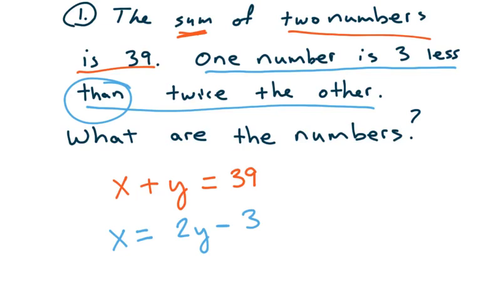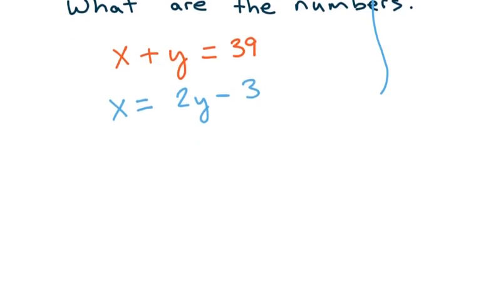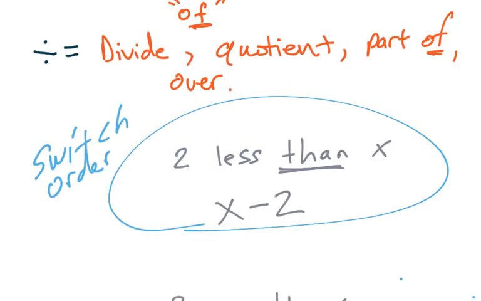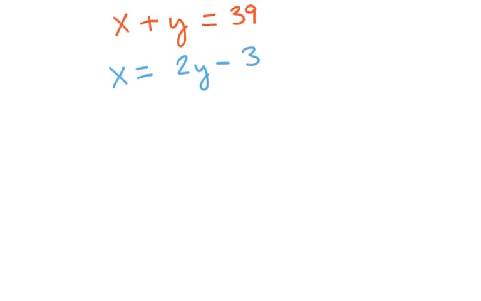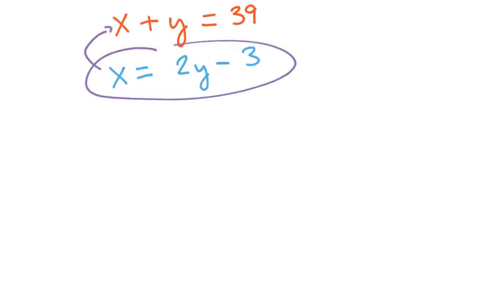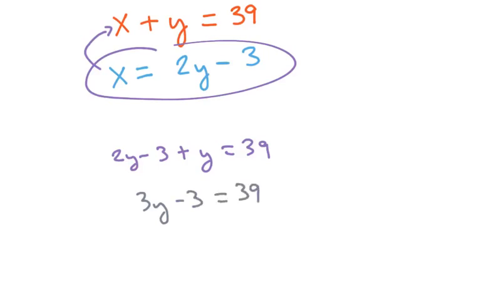And now to solve this, I'm going to use something called substitution. So, oops, I hit the wrong button. Let's see if I can do it. Yeah, cool. Okay, so let's tackle this via substitution. So if x equals something, then I can substitute that x value in here. So 2y minus 3 plus y equals 39. And we just go through and solve. So 2y and y gives me 3y minus 3 equals 39. And we'll solve this the traditional way. Add 3 to both sides.